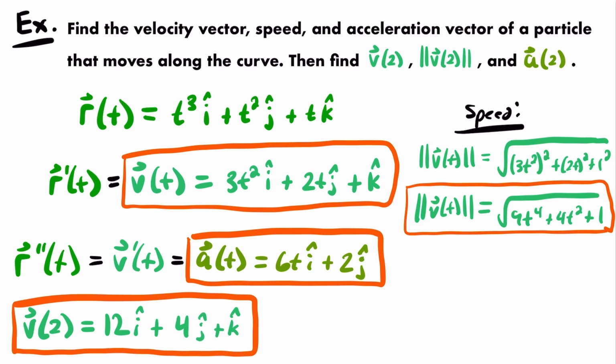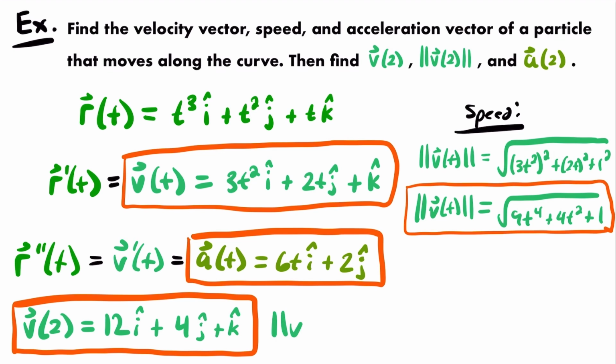But now, let's find the speed at time equals 2. And you have a couple different options here. You could plug in t equals 2 into this expression that we found earlier, but it might be easier in this case to just take the magnitude of v of 2, or the velocity at time 2, since we have these nice components of 12, 4, and 1. You're going to get the same answer either way, but I think it might be easier to just calculate the magnitude of this vector right here, rather than use this formula.